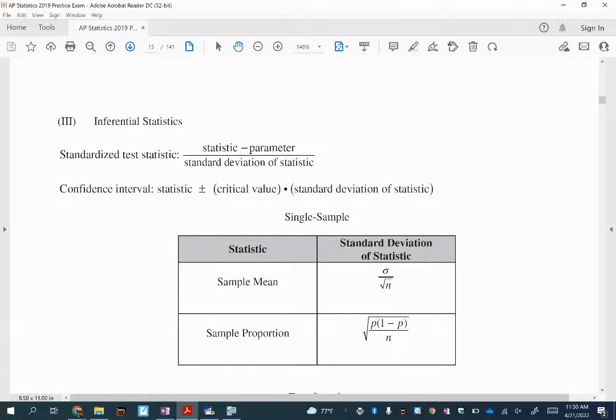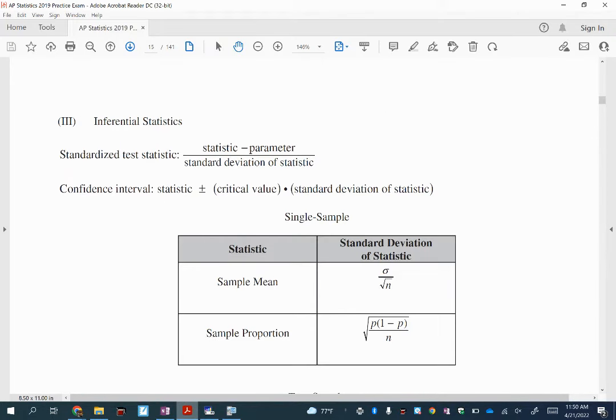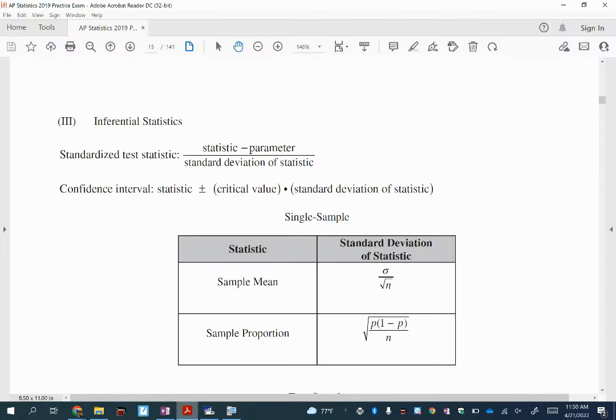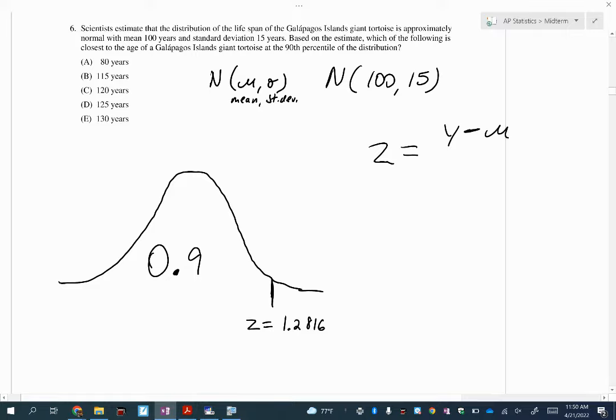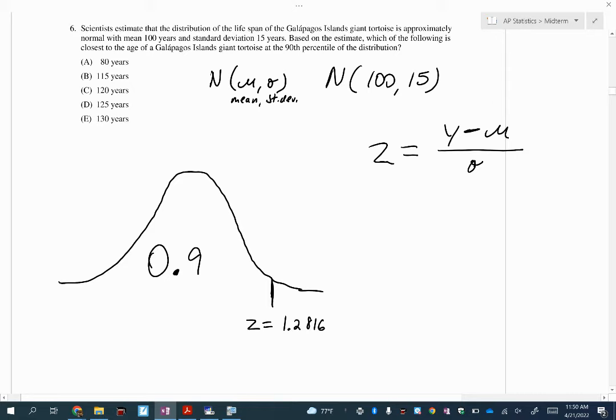In our world, when we're talking about the normal model, what letter am I using? Oh, P. No. T. No. Z. Someone write down z equals. Then it says statistic, which I'm going to write down as y minus our parameter, which is the mean, divided by the standard deviation, which is sigma. You've used this formula before in this class, even if you don't agree.